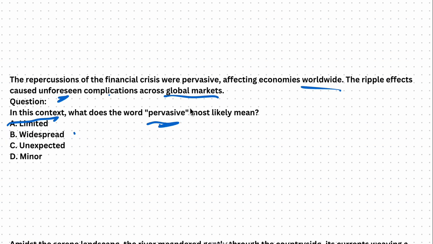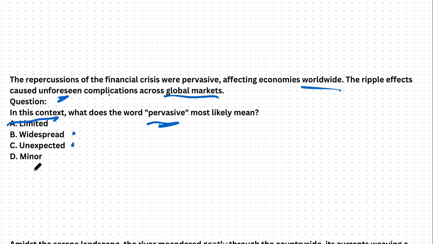So in this sense, the ripple effects, this unforeseen, which is unexpected, is very much a synonym for unforeseen, is in the next sentence. Pervasive is actually closer to this idea of affecting economies worldwide, of the initial spread. So I would eliminate that, or I would say potentially this may be the answer. But if we look at it, widespread seems to be more directly linked to this word pervasive, seeing as it comes straight after the comma. And so I would probably gravitate more to the word widespread.